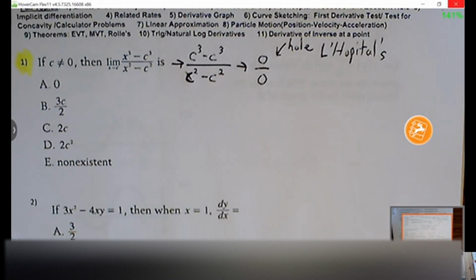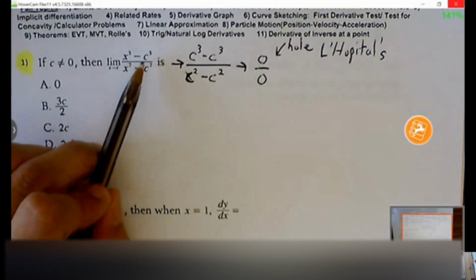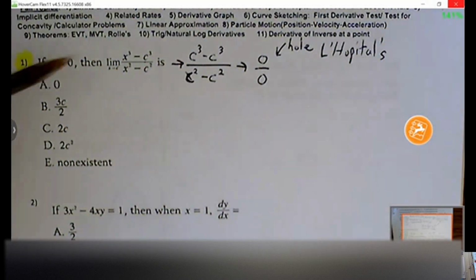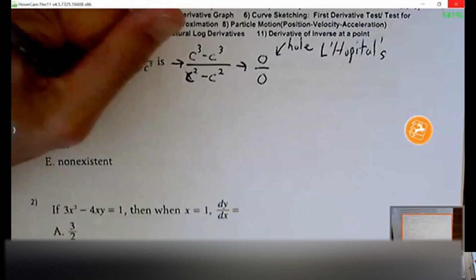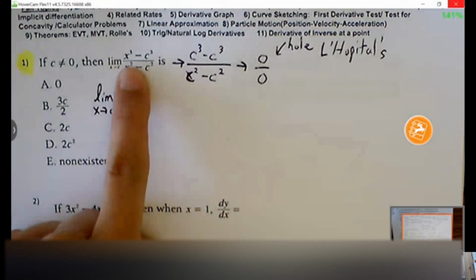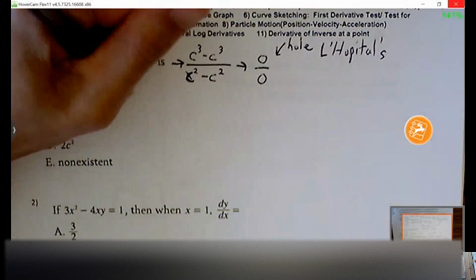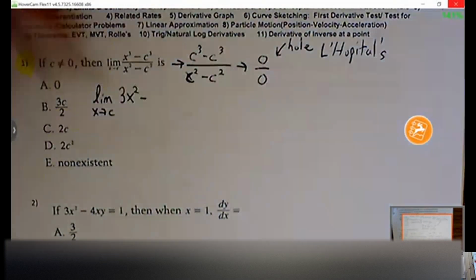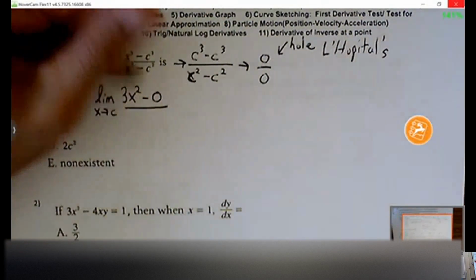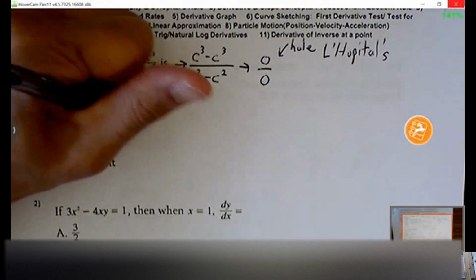So that means we can find the derivative of the numerator and denominator. Remember, C is a constant. So when you find the derivative of C cubed, we don't do power rule. We don't make it 3C squared, right? We just make it go to 0. It's X that's a variable that we go through power rule for. Okay, so X cubed becomes 3X squared. C cubed becomes 0. X squared becomes 2X minus 0.